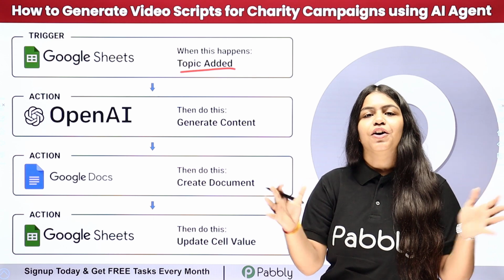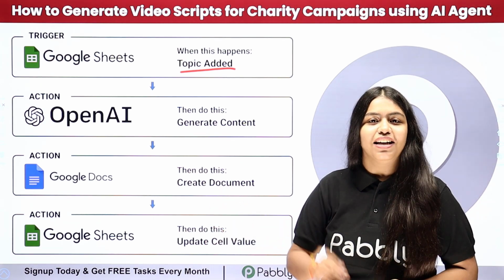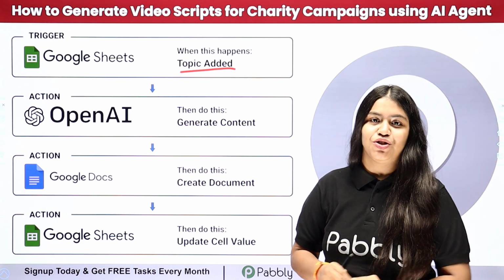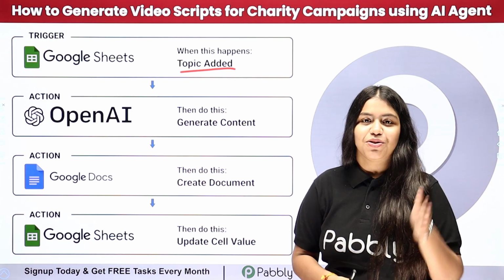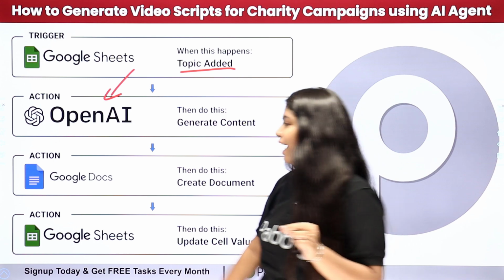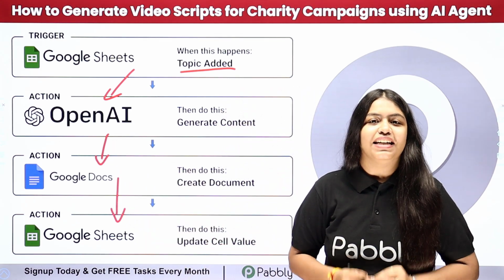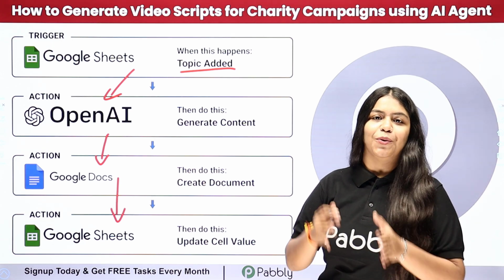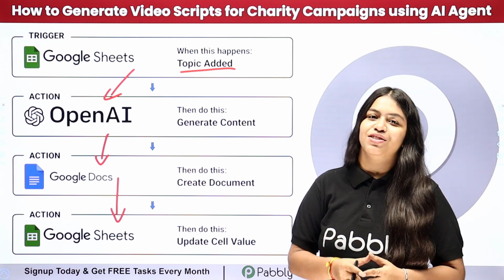And then further, we are going to add that video script into a Google Docs, and once again, I'm just going to add that Google document link into my spreadsheet so that my team can review it further. So to do this, we are simply going to create a connection between Google Sheets, my AI agent, which is OpenAI, then Google Docs, and then once again Google Sheets. And to create this connection without knowing any programming or coding language, we are going to use Pabbly Connect. It is an amazing automation software.